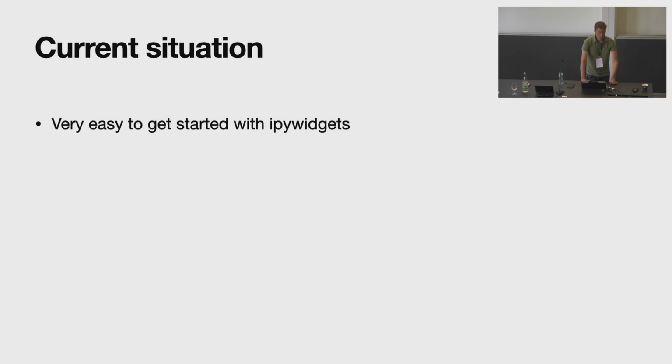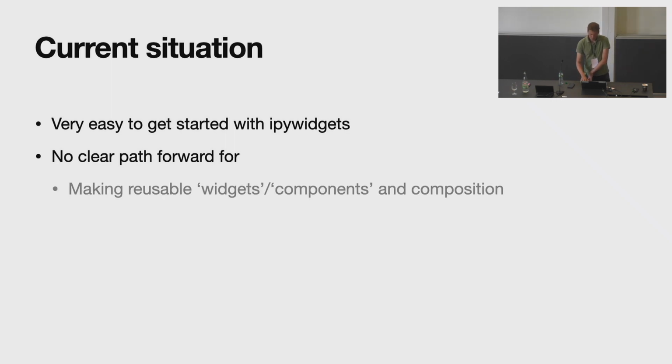So what's the current situation? It's really easy to get started with ipywidgets, just a single line, and you have a drop down, you add event handlers, etc. But there are two issues here. First, there's not really a clear path forward for making reusable components. I cannot reuse this button that I created for a different type of blood cell.